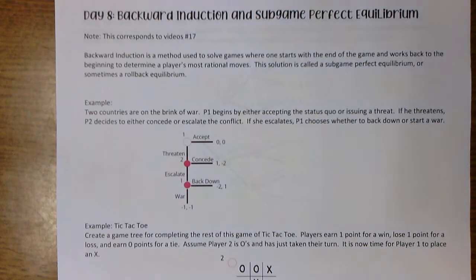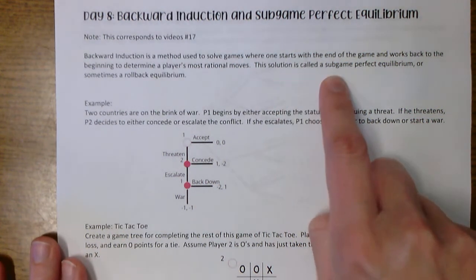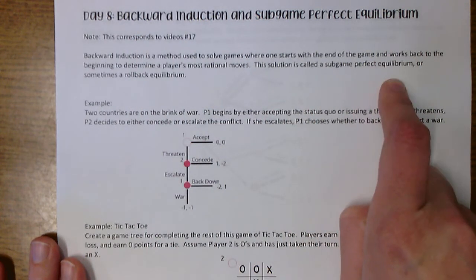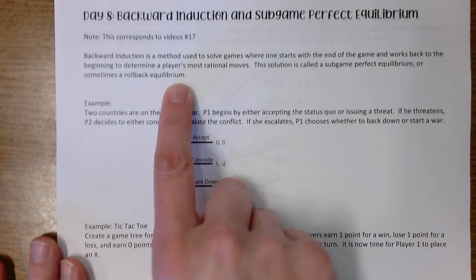These are the assumptions that you make anytime you're in competition with somebody. You always assume that they're going to do something that's smart for them. So we're always going to assume that, and using that, you can make some guesses about what they're going to do and then decide what you should do as a result. The solution you find when you use backward induction is called a subgame perfect equilibrium, or sometimes a rollback equilibrium.